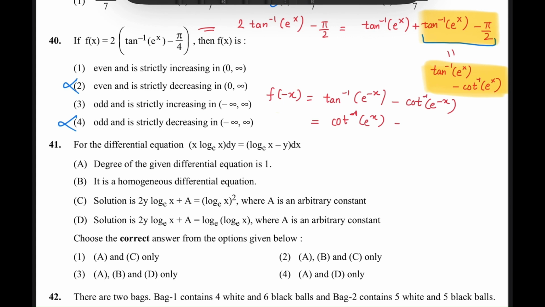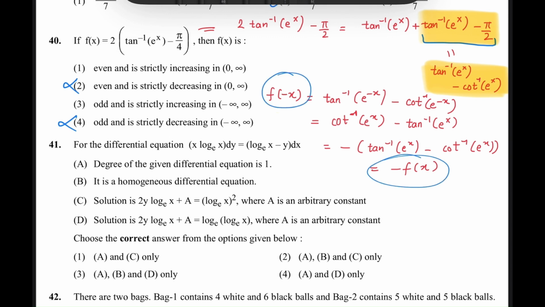And then what is cot inverse of e to the minus x? It should be tan inverse of e to the x, okay? So this is the negative of tan inverse of e to the x minus cot inverse of e to the x, right? And this is minus of f of x. So if f of minus x equals minus f of x, then the function is odd. So the function is odd, it is not even. So here option 3 must be the correct answer, right? I hope this solution is clear to you.